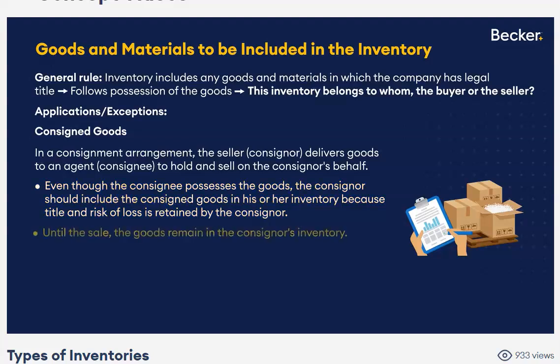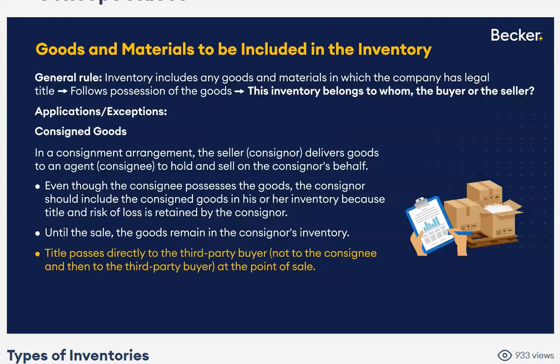Okay, now, once the consignee sells those goods to a third party, then it's no longer the consignor's goods. Then you would do your journal entry, debit your cash or receivable, credit your sales revenue, debit your cost of goods sold, credit inventory. Once the consignee, the sales agent, sells the goods to a third party, then it's no longer the consignor's inventory, okay?